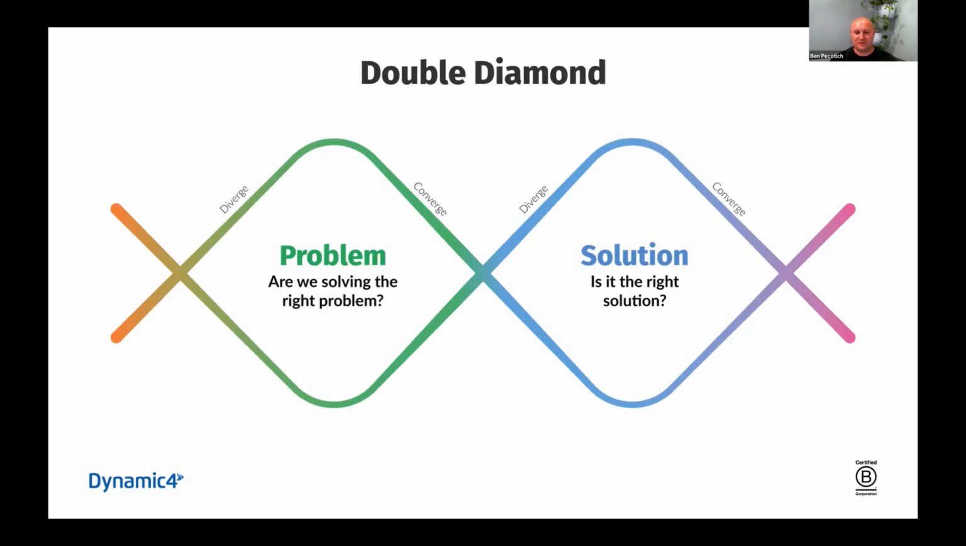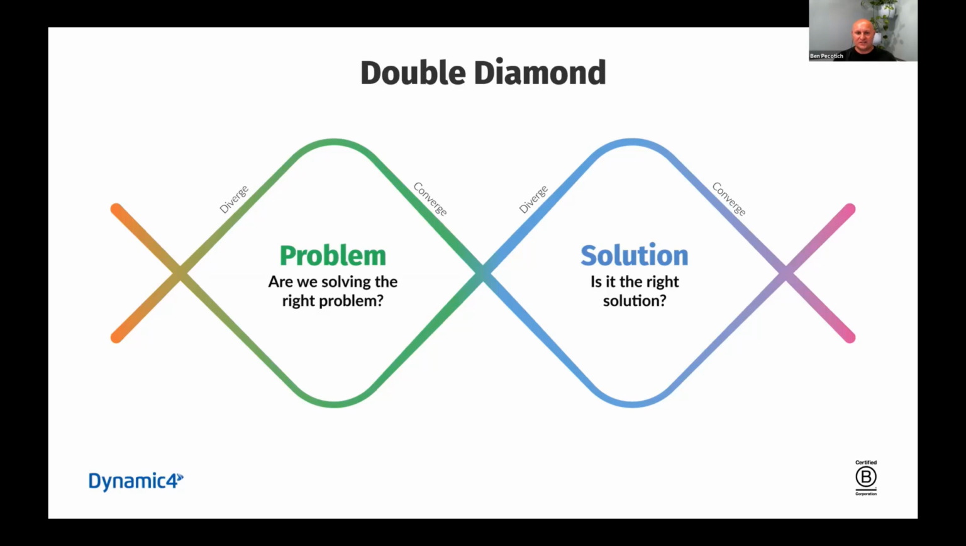So hopefully everyone's pretty familiar with the double diamond. I think one of the most beautiful shapes ever created came out of the Design Council in the UK in the early 2000s as a really simple way to abstract the design process as a way of solving problems. So design is just a problem-solving approach. And so by being able to simplify it down to this shape of there's a problem diamond where we're looking at, are we actually solving the right problem? And there's a solution diamond, is it the right solution for the problem that we identified?